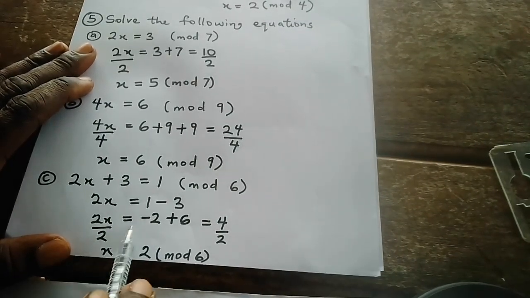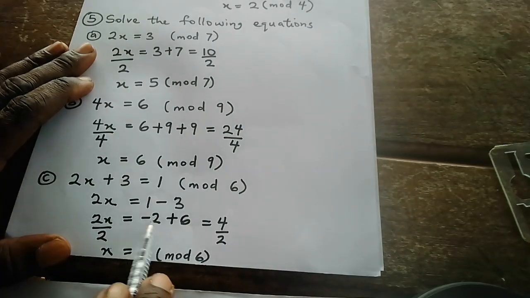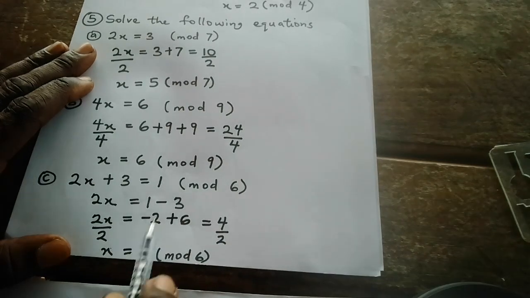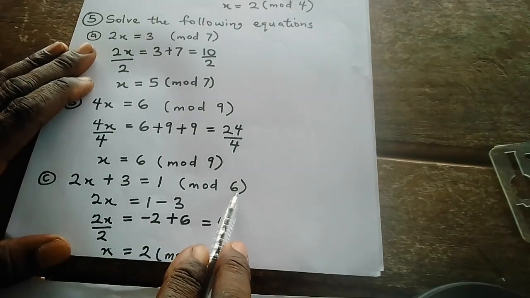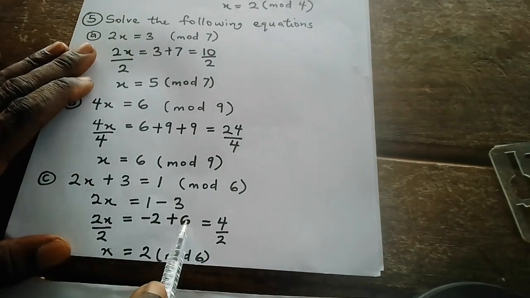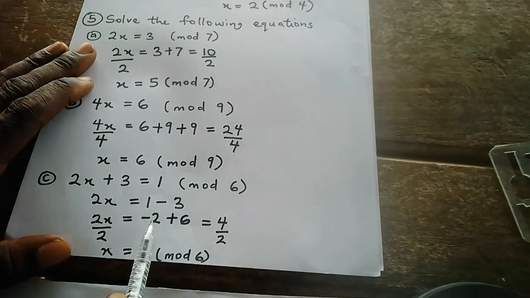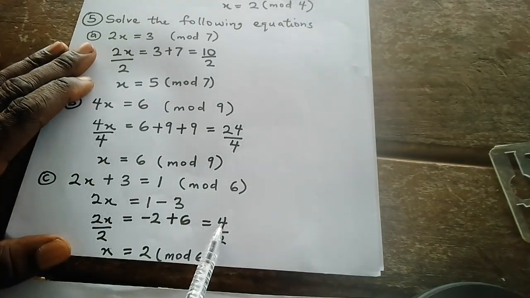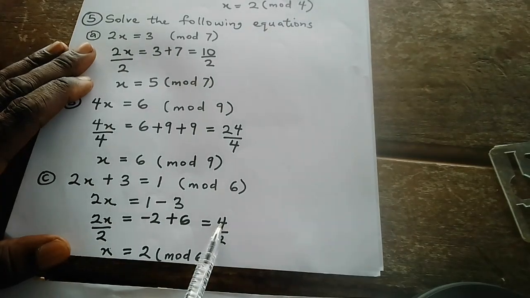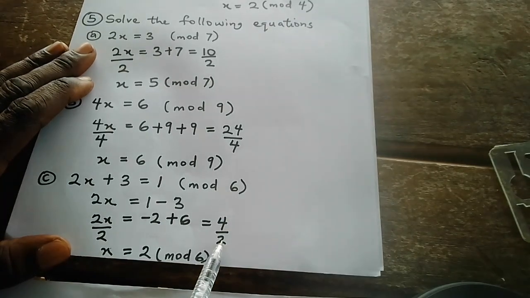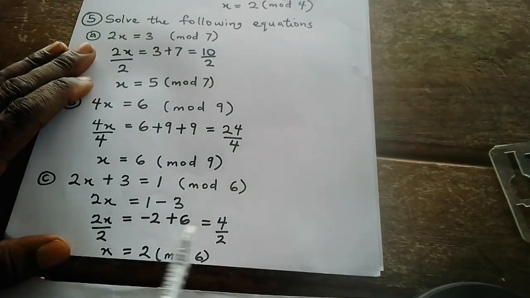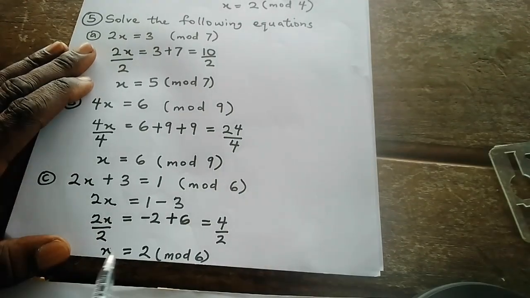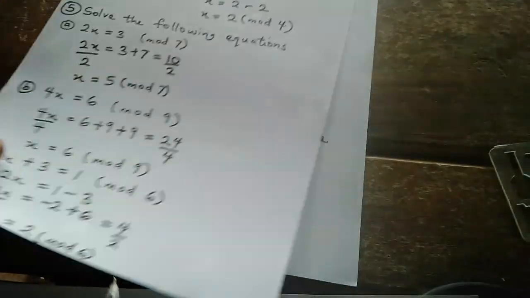But if you divide both sides by 2, you realize that this one will give us a negative value. We don't want a negative value in modular arithmetic. Because of that, since this is in mod 6, add 6 to this. So minus 2 plus 6 will give us what? 4. So now, because 4 can be divided by 2 to give us a whole number, you divide both sides by 2. So you are left with x here, which should be equal to 4 divided by 2, which is 2. That is in mod 6.